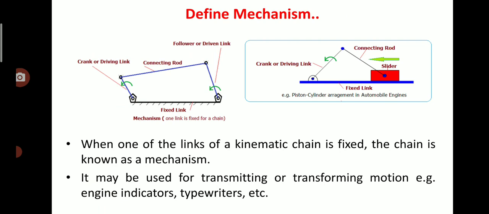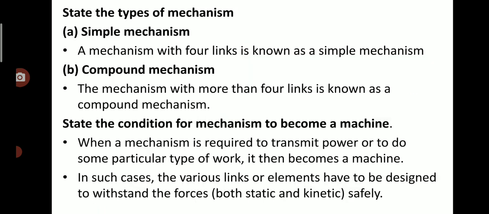Let us see the meaning of mechanism. You will see the mechanism here, which has a fixed link, connecting rod, follower or driven link, and crank or driving link. Together they form a mechanism. When one of the links of the kinematic chain is fixed, the chain is known as a mechanism. It may be used for transmitting or transforming motion. For example, engine indicators and typewriters are examples of mechanisms.